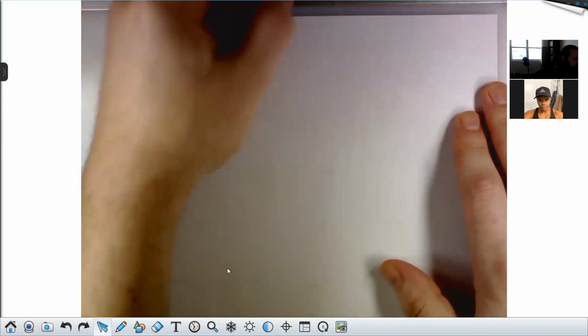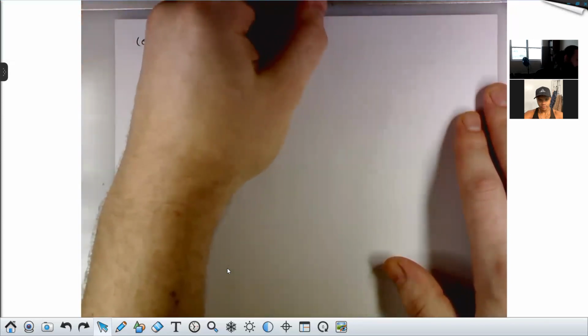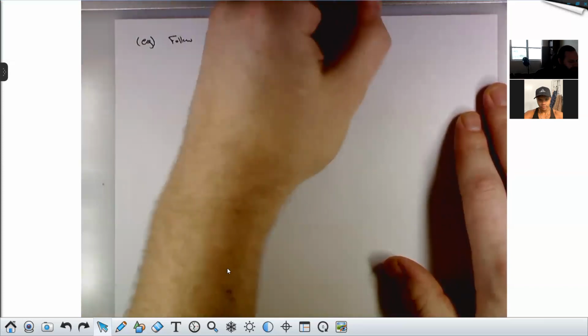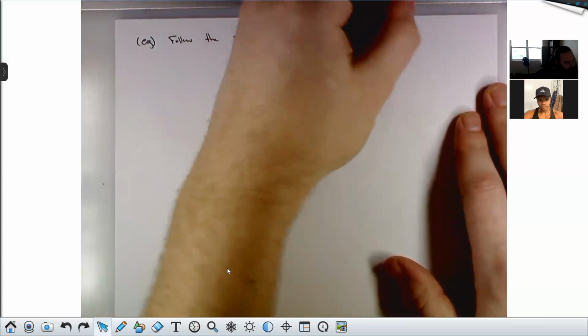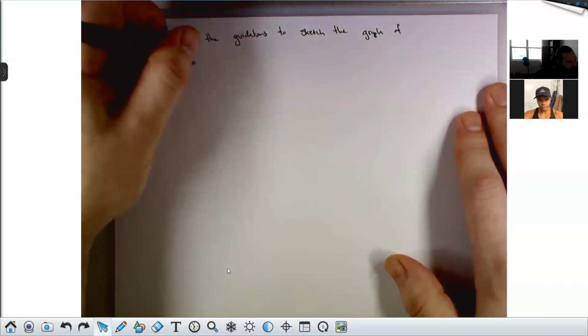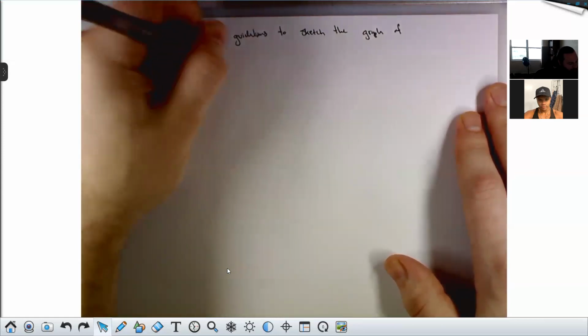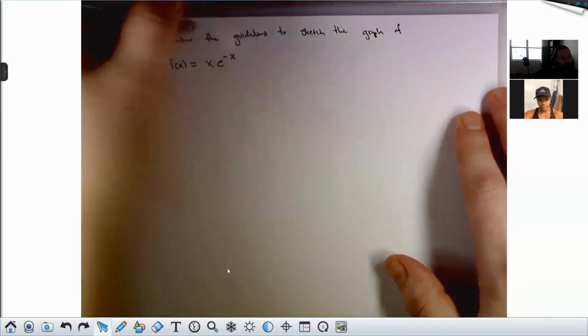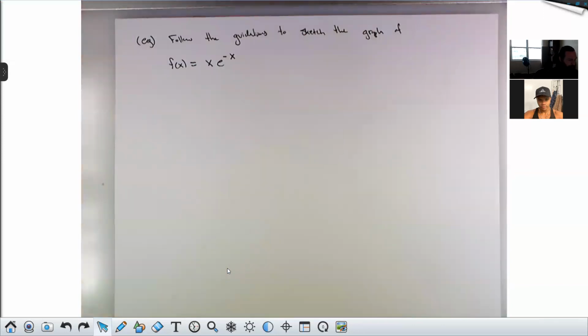To sketch the graph of f of x equals x times e to the negative x, we want to find domains, intercepts, asymptotes, symmetry, and then increasing, decreasing, mins and maxes, concave up, concave down, inflection points. And once we have all of that, then and only then will we attempt to sketch our graph.